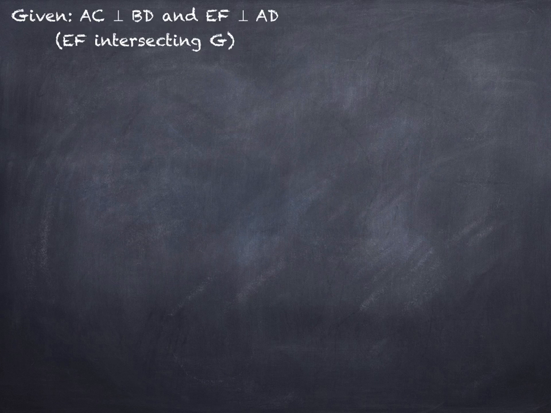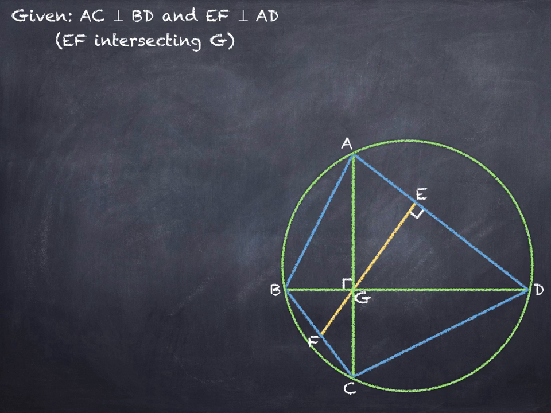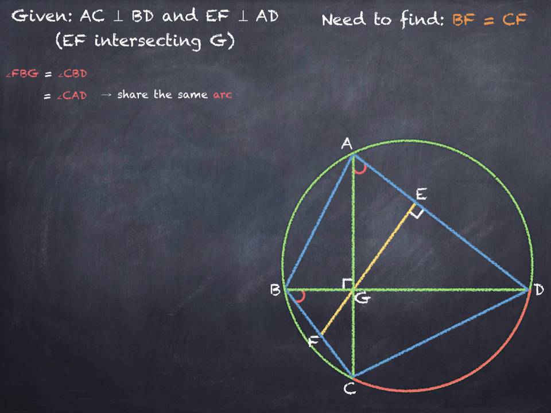Now let's prove it. We're given that line AC is perpendicular to line BD and line EF is perpendicular to line AD, where EF intersects at point G. What we need to find is that line BF is equal to line CF. First, let's look at angle FBG, which also equals angle CBD. This angle also equals angle CAD because they share the same arc.